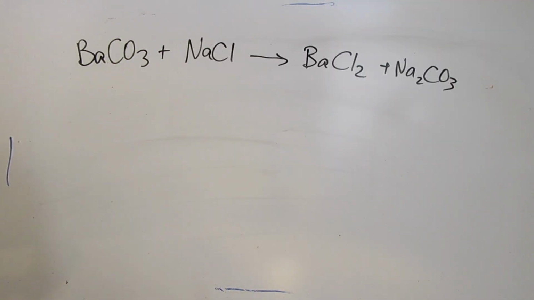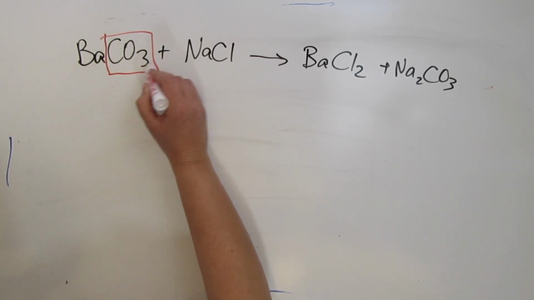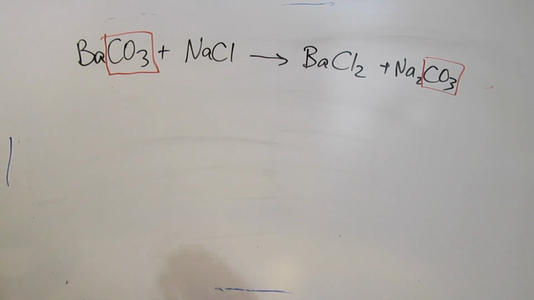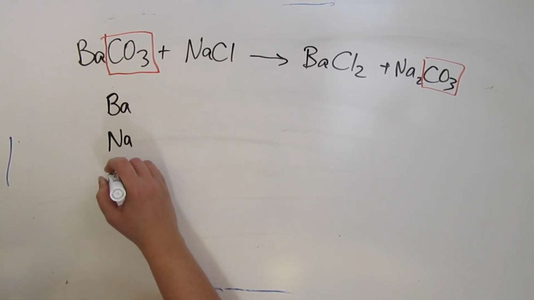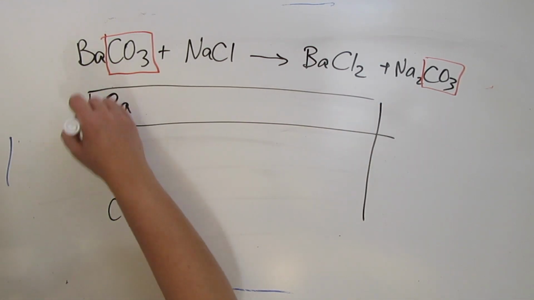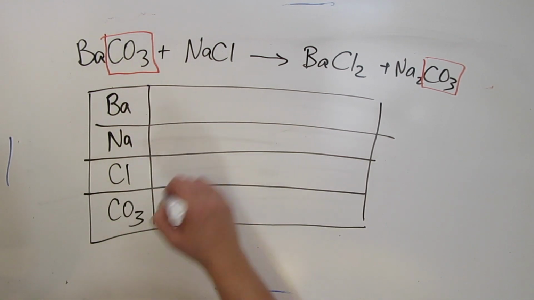So you can also use the Tally method for this. And what I like to do, instead of having carbon and oxygen as separate elements when I do the Tally method, let's just treat them as a group so we can have barium, sodium, chlorine, and CO3. And you can see how that would simplify things.